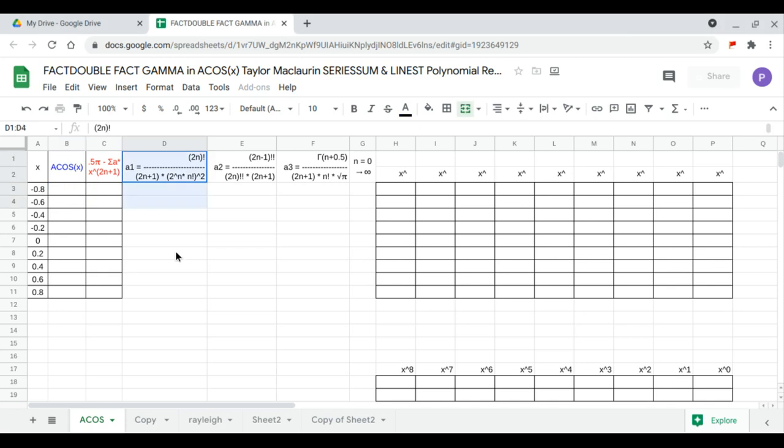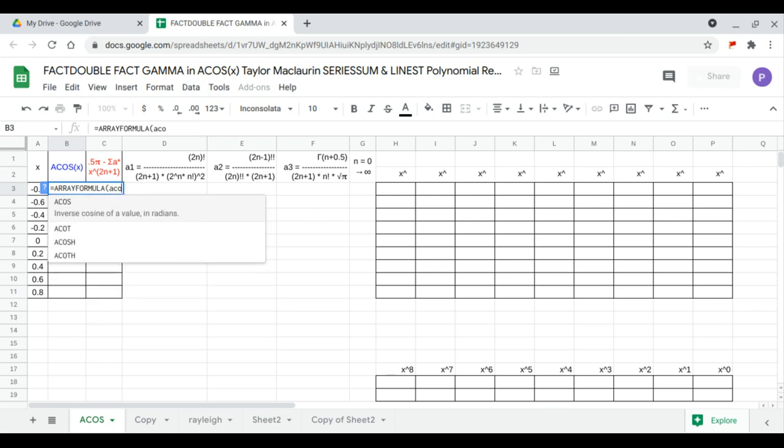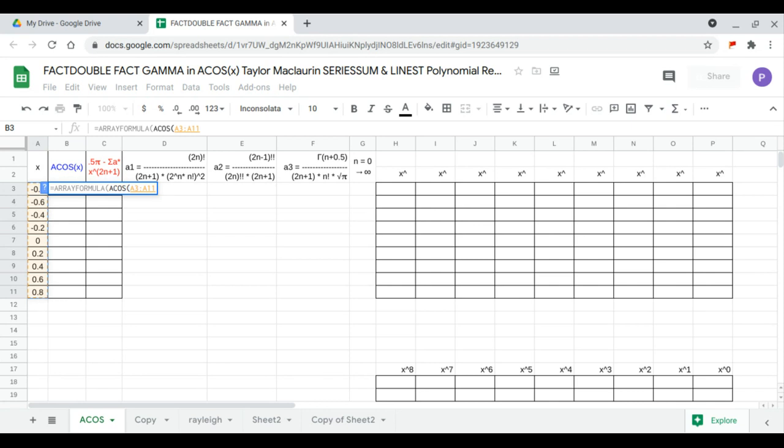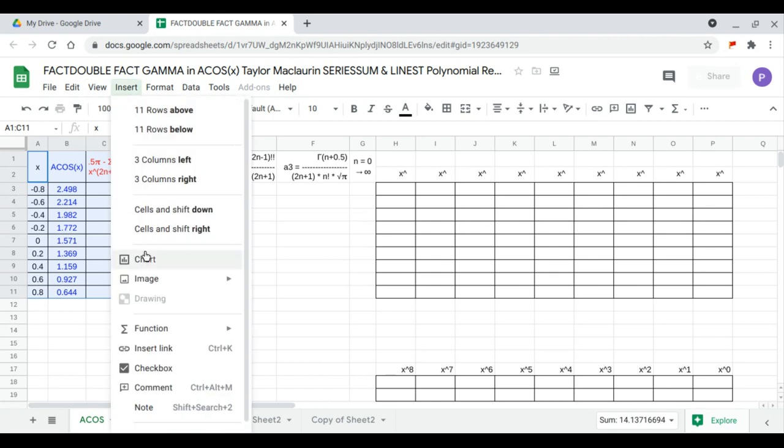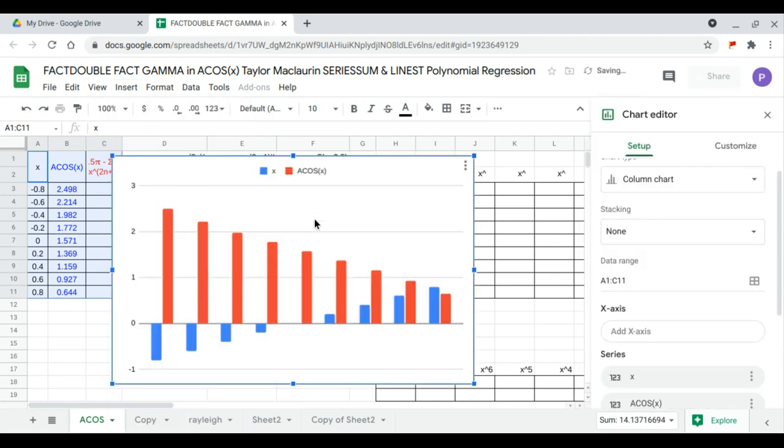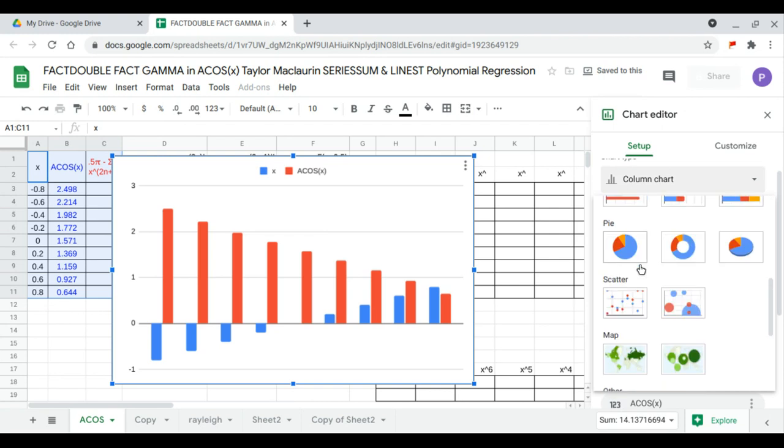In this video, we use factorial, double factorial, and gamma as expansion coefficients of the Taylor-Maclaurin series sum for arc cosine. So we begin with the arc cosine dataset. And here's the arc cosine dataset. And we insert chart. And we use scatter chart.